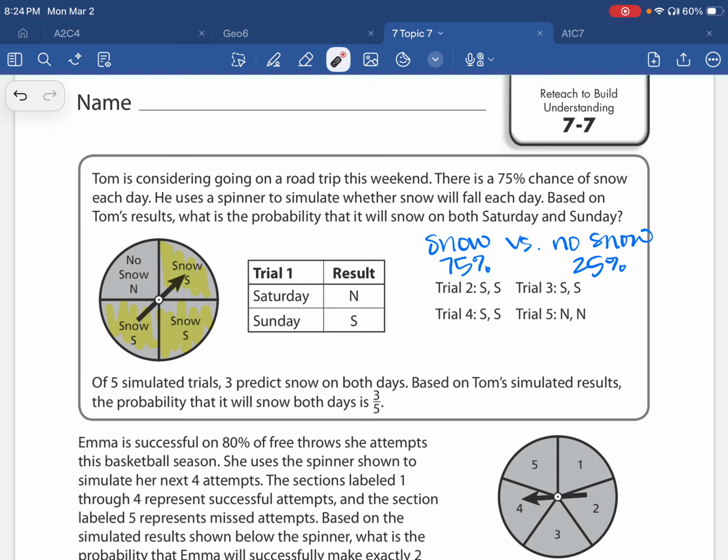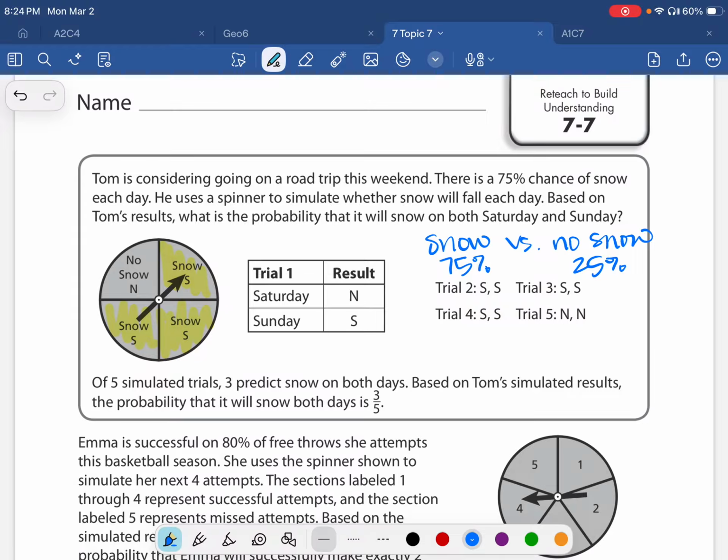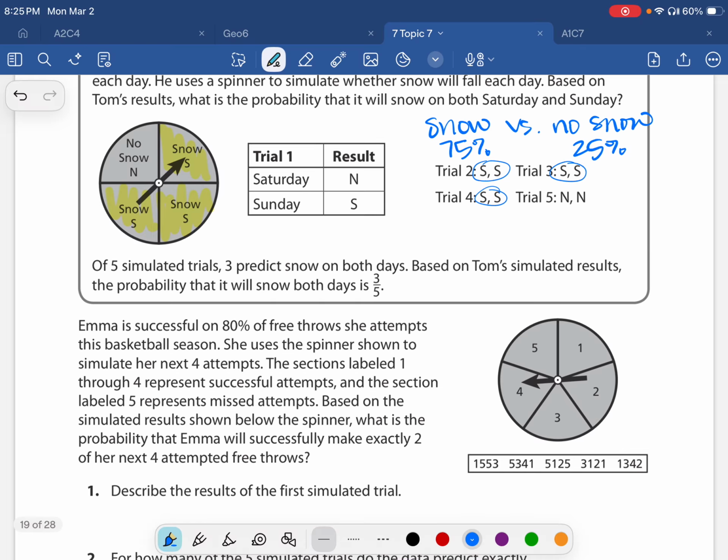So the probability that it's going to snow on both days, based on his 5 trials, is the 1, 2, 3 days out of 5. So it's fairly likely that it's going to get snow. He's going to get snowed on both days, just based on his simulated results.